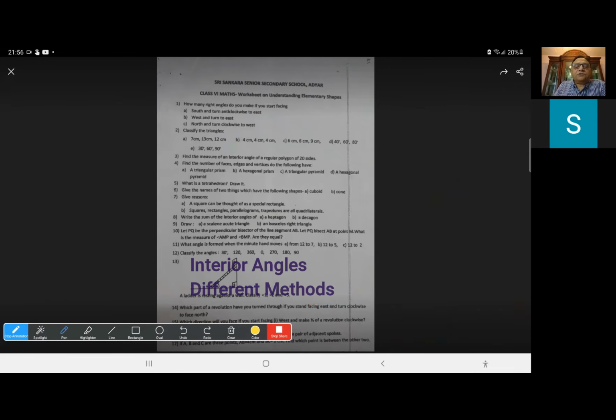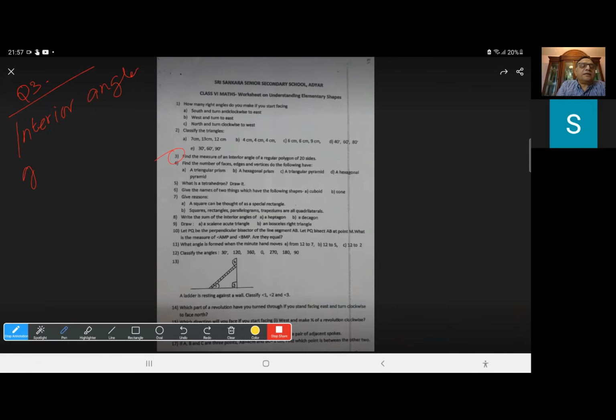This time I saw another question here, which is question number 3. Can you please read question number 3? Find the measure of an interior angle of a regular polygon of 20 sides. Only the interior angle of a 20-sided polygon. Tell me, how will you find this?